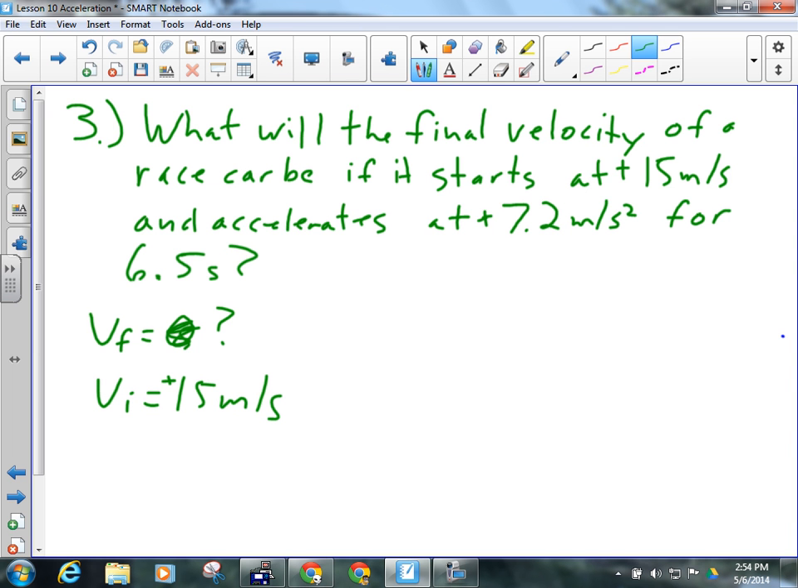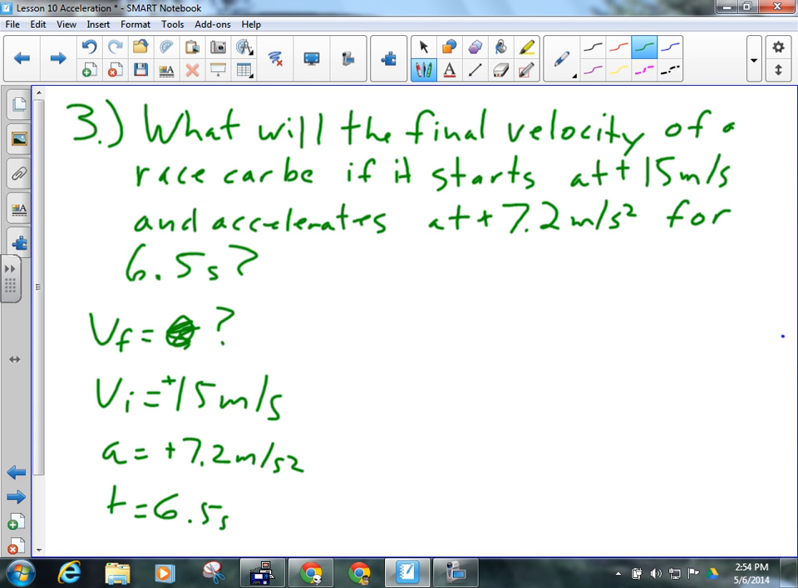Thing to remember, acceleration is a vector quantity, guys. Acceleration can be positive, meaning your velocity is increasing, or it can be negative, meaning either you are slowing down or you are accelerating backwards. One or the other. In this case, the acceleration is positive 7.2 meters per second squared, and the time is 6.5 seconds. So there's the things that we know.